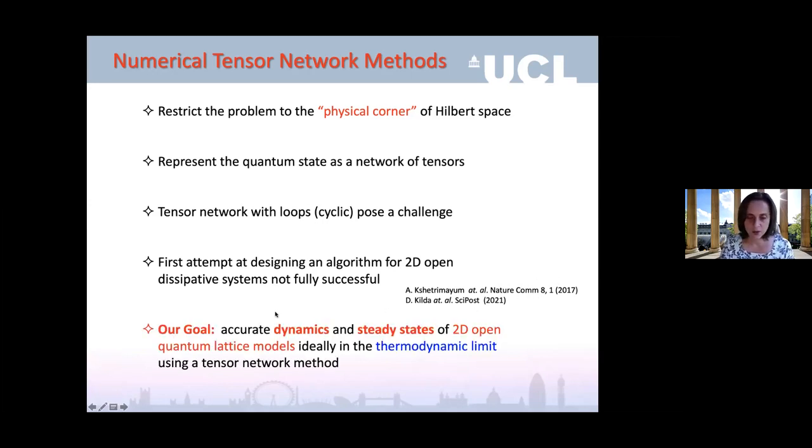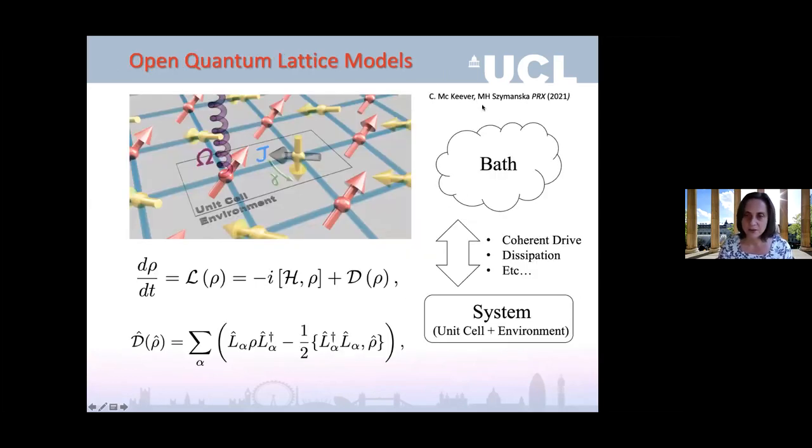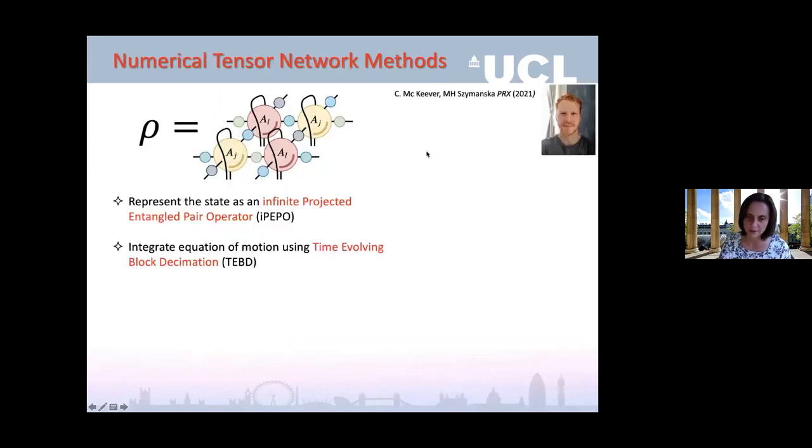So the question was, what can we use? Can we actually design a method which would calculate dynamics and steady state of driven-dissipative, two-dimensional open quantum lattice models? That's what my PhD student Connor was able to achieve, and the details are published in this PRX 2021.